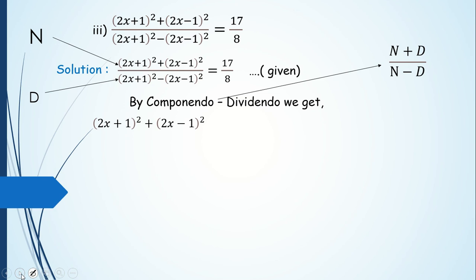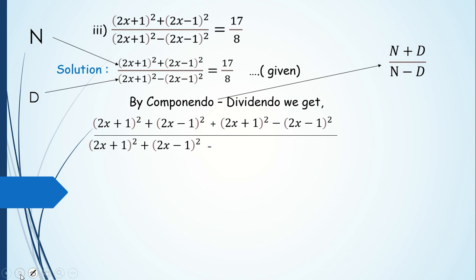Numerator, this is my numerator, plus denominator, this is the denominator. This is what I write. I wrote numerator first, this part, then I write denominator, this part, upon numerator minus denominator. When we put minus sign, we have to put a bracket there. Same thing this side we will be doing numerator plus denominator, 17 plus 8 upon 17 minus 8.